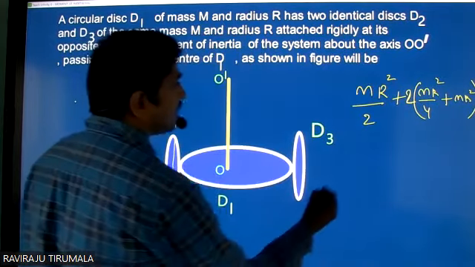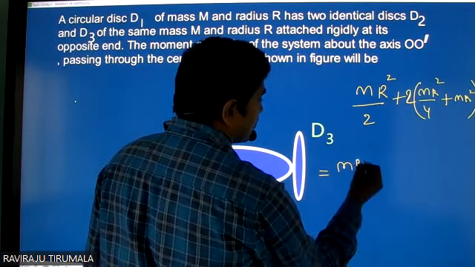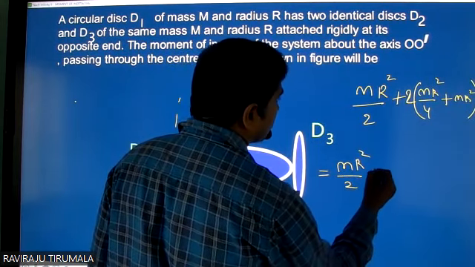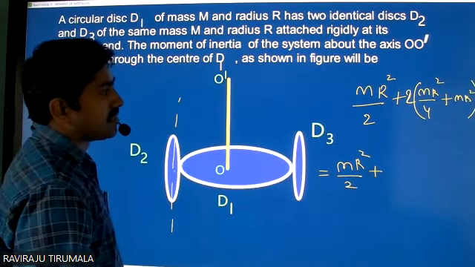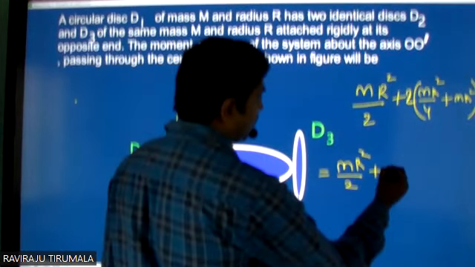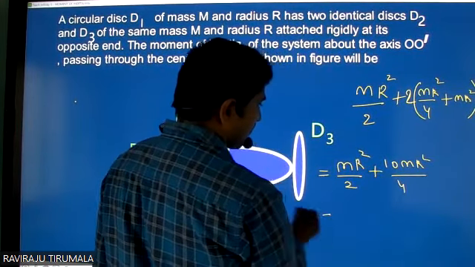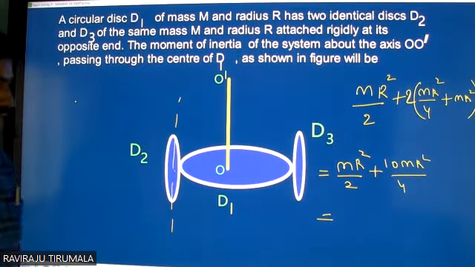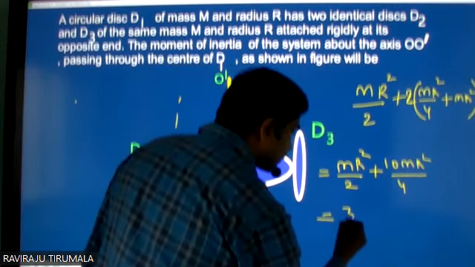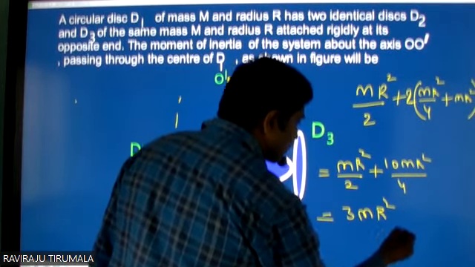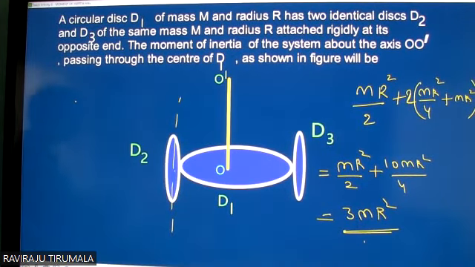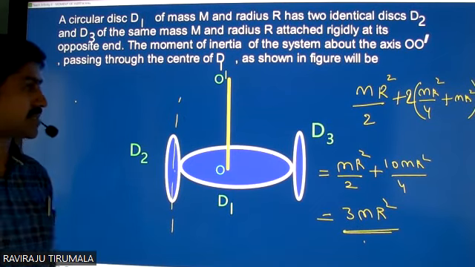Now, what will be the formula then? mr square by 2 plus 10 mr square by 4, na? By taking LCM, this is 12 mr square by 4, which is equal to 3 mr square. That is the answer. Understand? Okay. Whatever may be the diagram, the question is only based on the basic formula. Next.